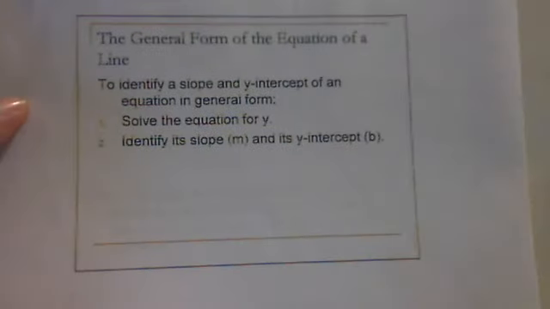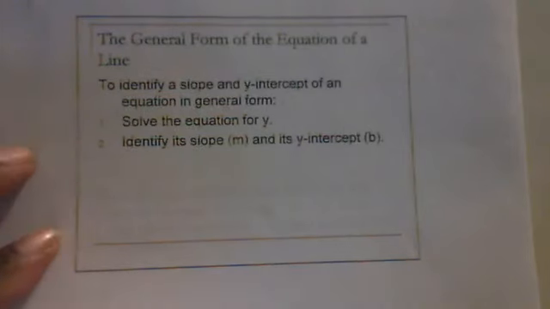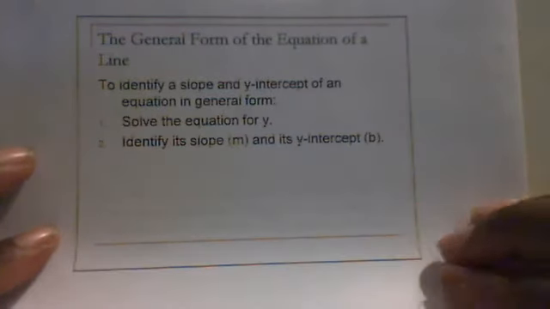All right, now we can identify the slope and the y-intercept of an equation that's written in general form by doing these 2 steps. One, you want to solve the equation for y, and then you want to identify its slope, which is your m, and its y-intercept, which is b. And then from there, you can go ahead and graph the linear equation using the slope and the y-intercept.